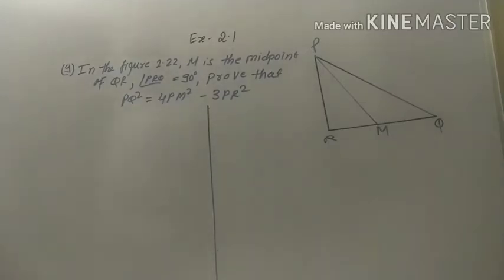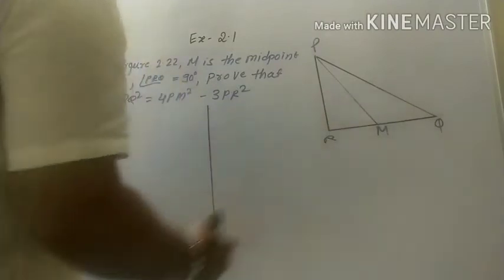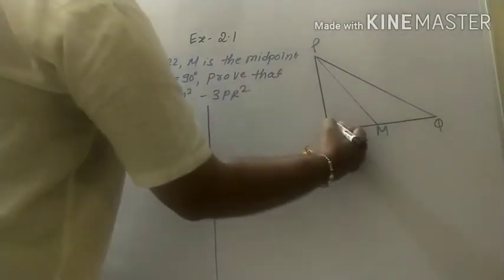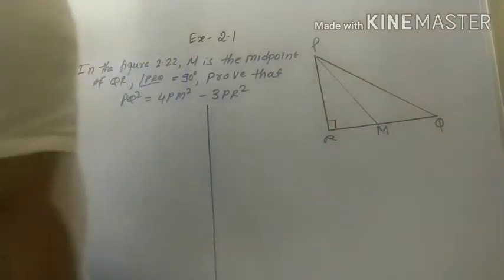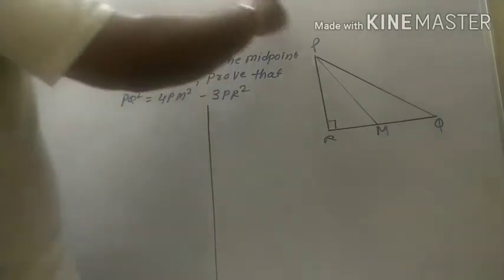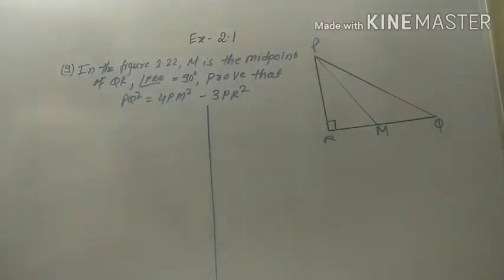Yes students, question number 9. In figure 2.22, M is the midpoint of QR. Angle PRQ is equal to 90 degrees. Then prove that PQ square is equal to 4 PM square minus 3 PR square.